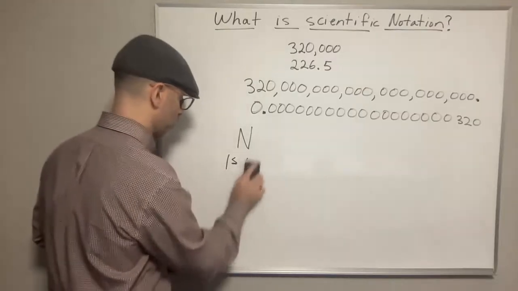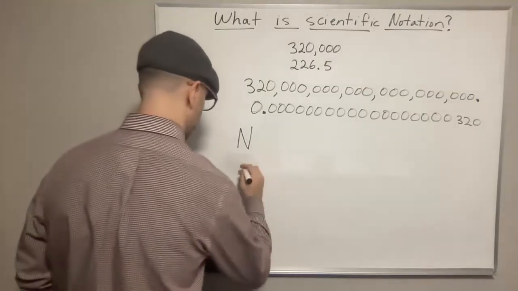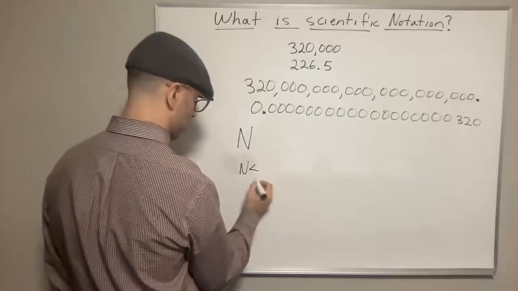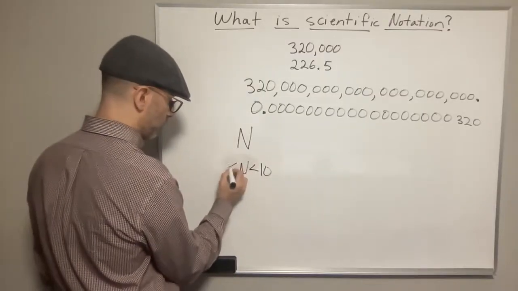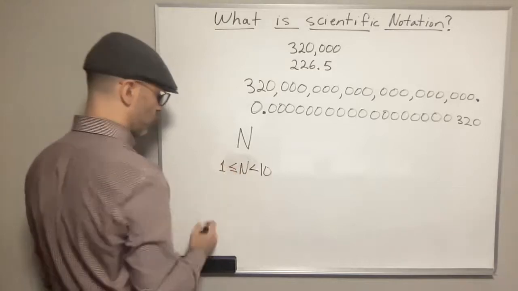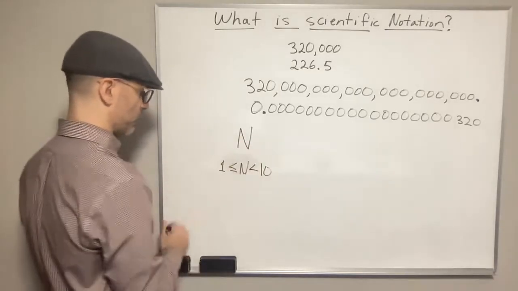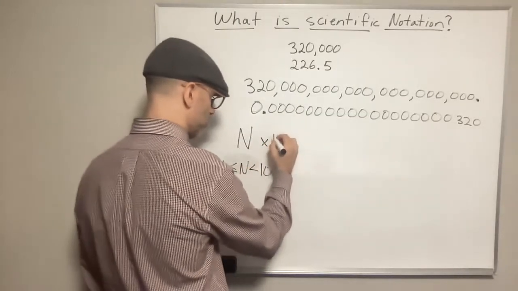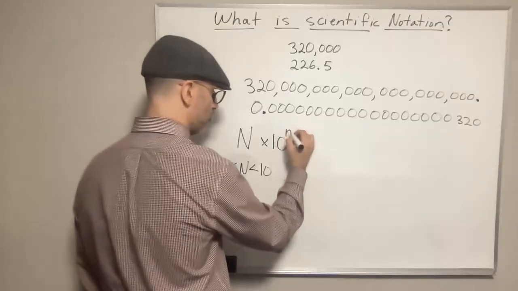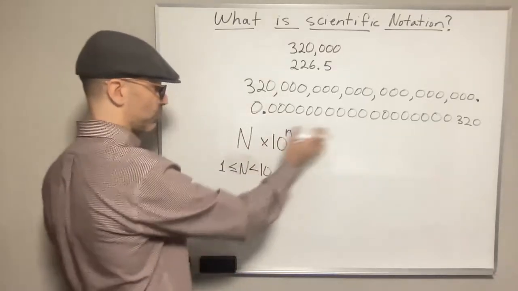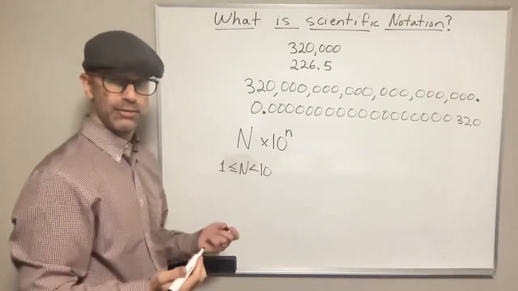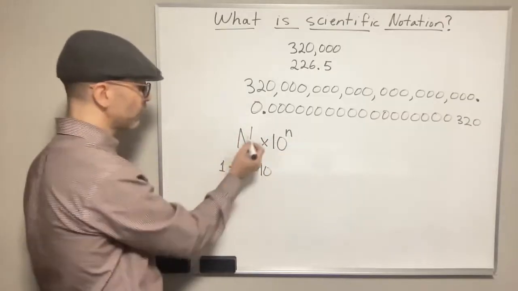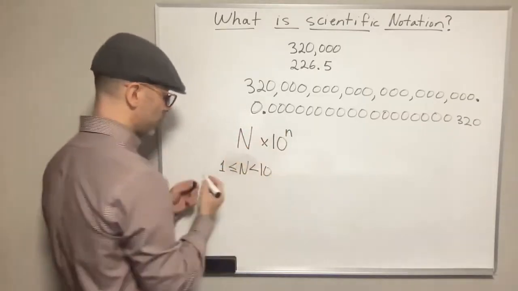So let me write this in a different way. N is going to be smaller than 10, but greater than or equal to 1. So this N number is between these. Then you're going to multiply that by some factor of 10. So it's going to be multiplied by 10 raised to some power, right? And the power could be 1 through whatever, and it can be negative too, right? So it could be -1, it could be -3, it could be +5. So this is the format of scientific notation.